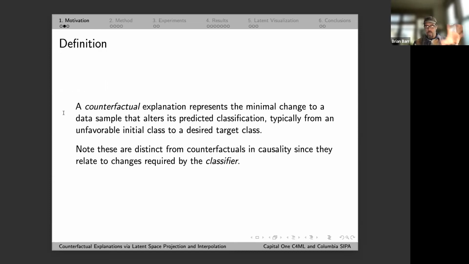Now, just to firm up what I've been mentioning, here's the definition of counterfactual explanation. It represents the minimal change to a data sample in the input that would change its predicted classification. And typically when we think about counterfactuals, it's from some declined or disadvantageous, unfavorable classification to a more favorable outcome. I also want to highlight counterfactuals are often used in the framework of causality. We're not leveraging counterfactuals in that same notion, unless you picture the model as your world. These are all changes in inputs that would change the classifier's prediction. This has nothing to do with real world causality, just to clarify.